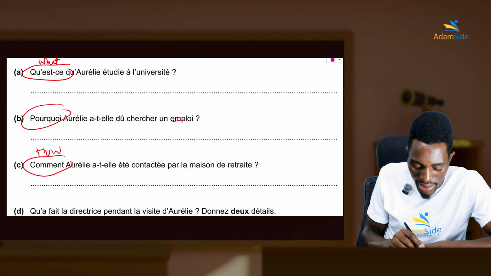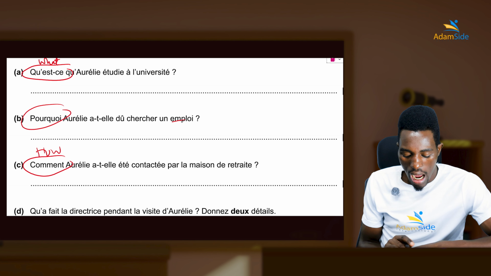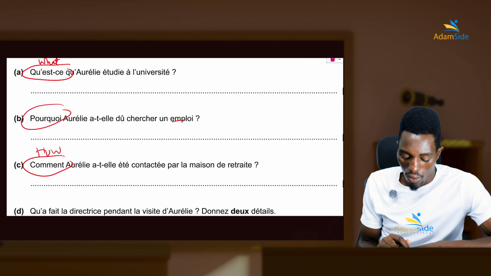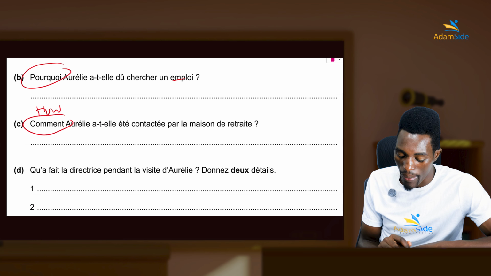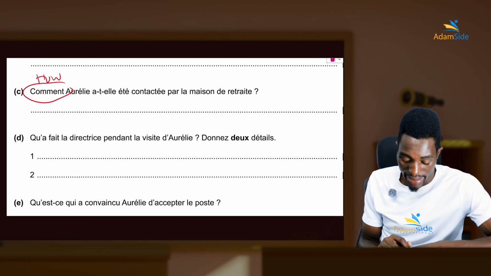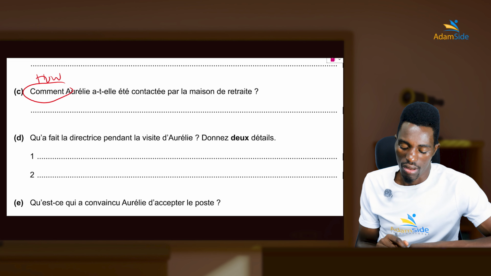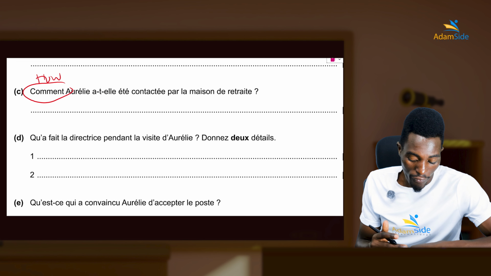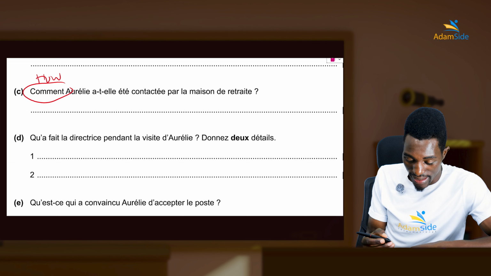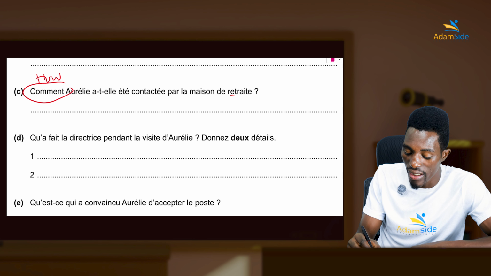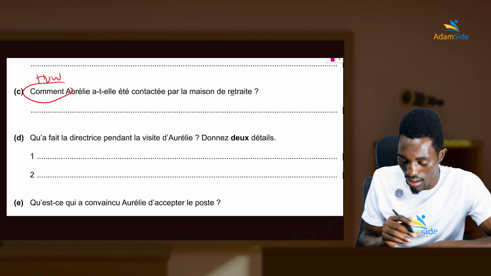How? I already said this in question number 4. So we have to a condition. Comment Aurélie a-t-elle contacté par la maison des retraités? How was Aurélie contacted? Okay, in the house of, yes, this is retraité, is retired. Okay.